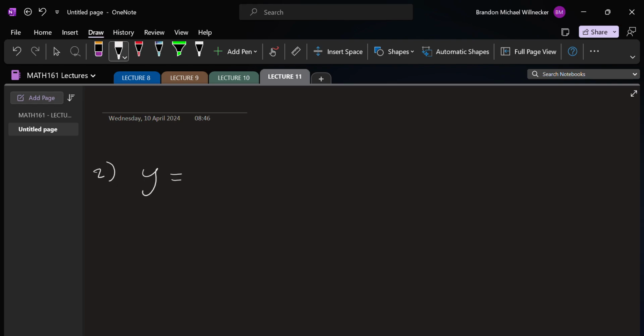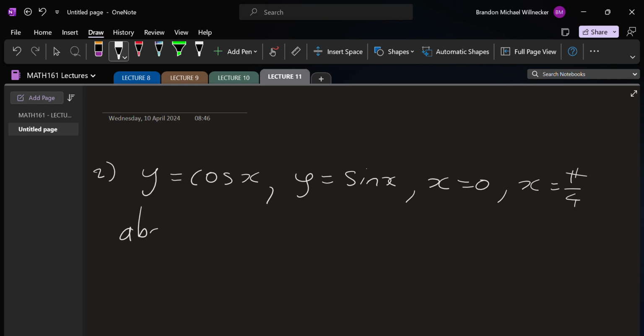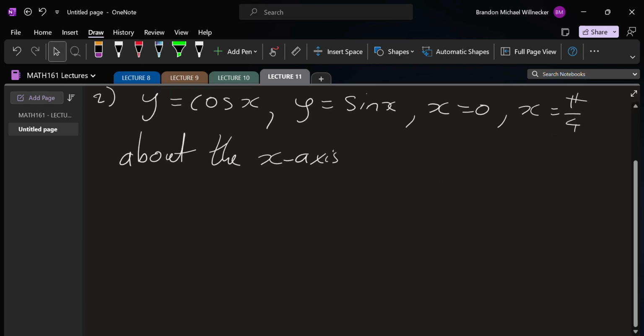So number 2, we have y equals cos x, y equals sin x, x equals 0, x equals pi over 4. So those are all the curves that are going to form the region. And again, once you have the region, you rotate it around, and then that's your volume. And this is going to be about the x-axis. So once we've got the region, we must imagine rotating it around the x-axis.